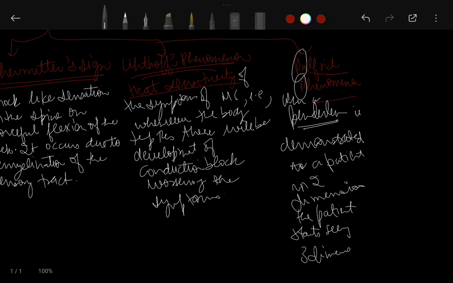Pulfrich phenomenon is a kind of visual illusion in which a person perceives a moving object as following a curved path, even though it is actually moving in a straight line. It occurs when there is a difference in visual signal timing between the 2 eyes.